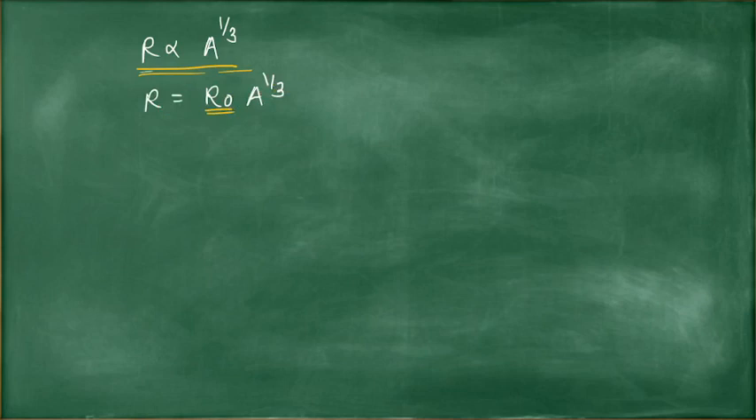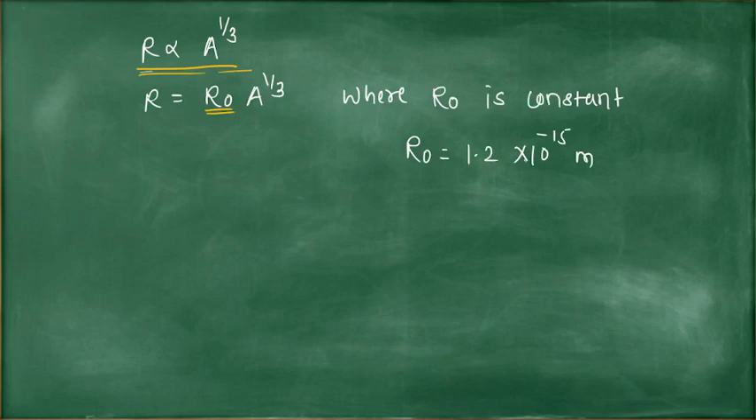This R0 is a proportionality constant and it is given by 1.2 into 10 raised to minus 15. And you know this, it is in meter because R, the radius, is in meter. So this is also in meter because the mass number is a pure number. 10 raised to minus 15 we call femto. So 1.2 femtometer or Fermi.